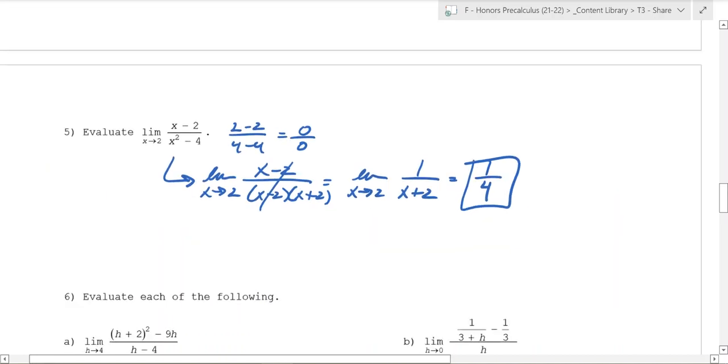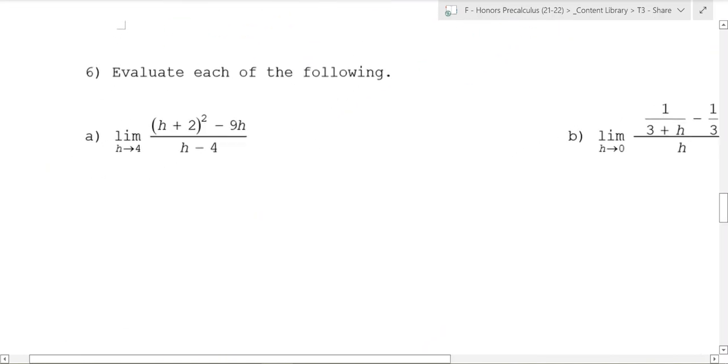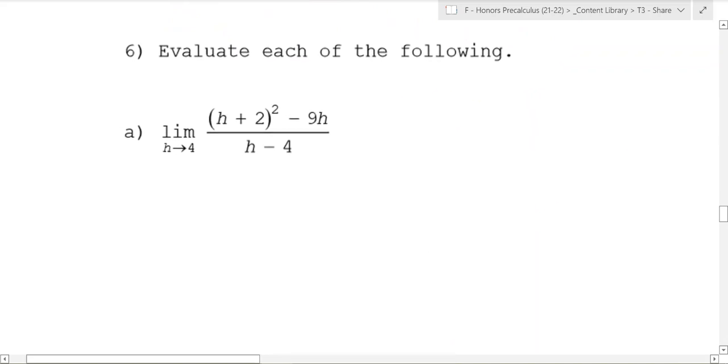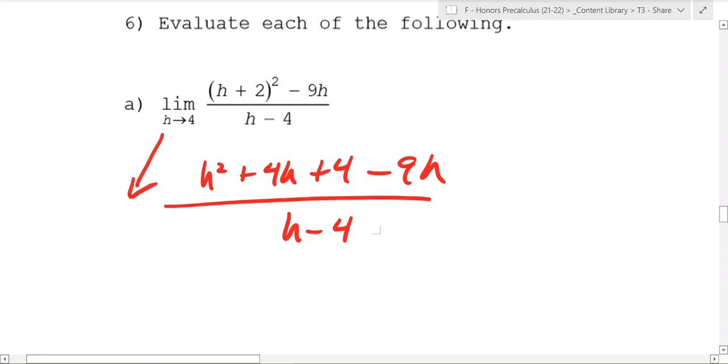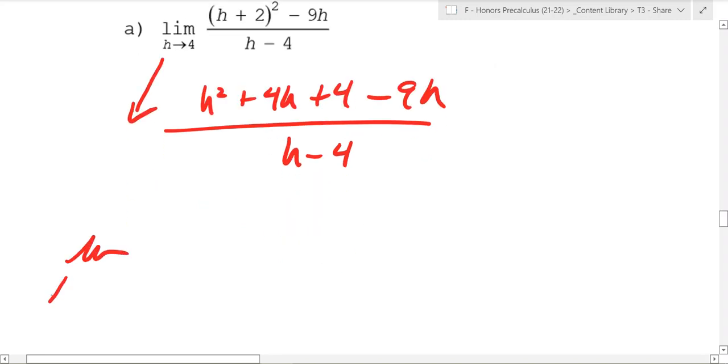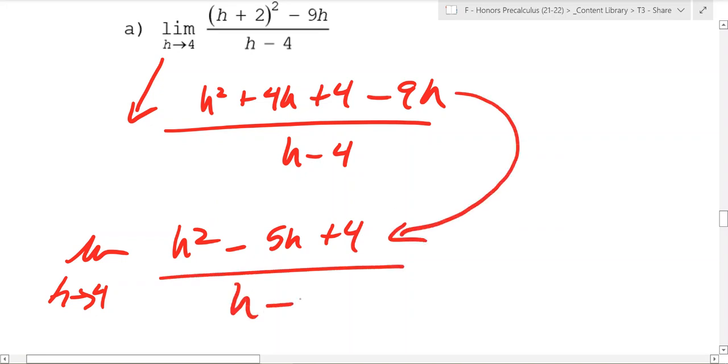So the second thing you can do, besides making a table, is fun algebra. This one looks like it's not going to be super fun, but it actually cancels really nicely. You can't plug in 4 because you get to divide by 0, but if you multiply this out, you end up with h squared plus 4h plus 4 minus 9h over h minus 4, and there's the limit here too. So what do you end up with? The limit as h goes to 4 of a numerator, which is going to be h squared minus 5h plus 4, that's that numerator simplified, over h minus 4.